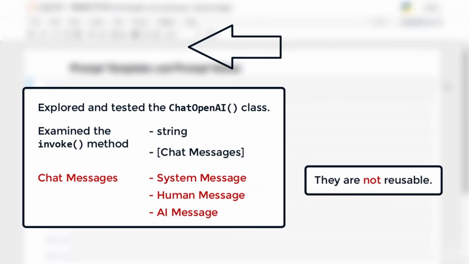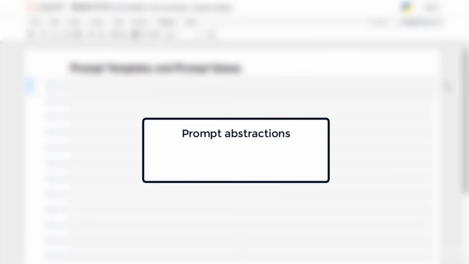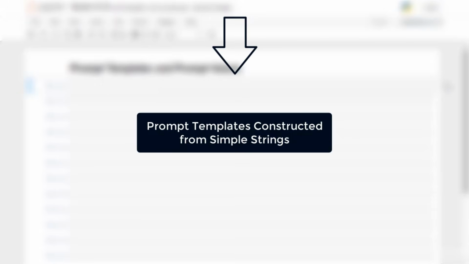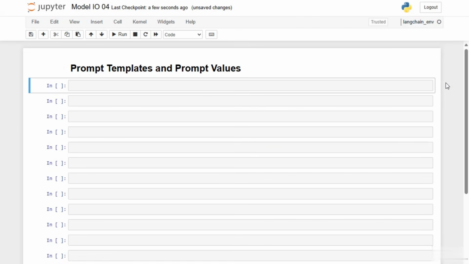The developers at LangChain have, therefore, implemented prompt abstractions called chat prompt templates, allowing for the reuse of system, human, and AI messages. Before jumping into chat prompt templates, however, discussing prompt templates constructed from simple strings rather than chat messages will be helpful. So let's get started. Open a clean notebook in the LangChain environment.